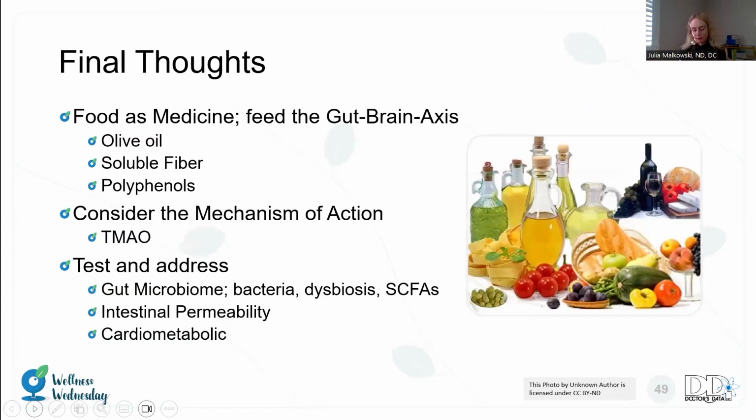Final thoughts here. We want to consider food as medicine. We want to consider feeding that gut-heart axis. The key components will be olive oil, soluble fiber, and polyphenols. Consider the mechanism of action. We had some great information regarding TMAO. We want to test and address. Take each patient individually and take a look at their gut microbiome and those biomarkers, and take a look at their cardiometabolic health. And you could even consider testing for intestinal permeability, because we know that's related as well. And that would be done via zonulin family protein.